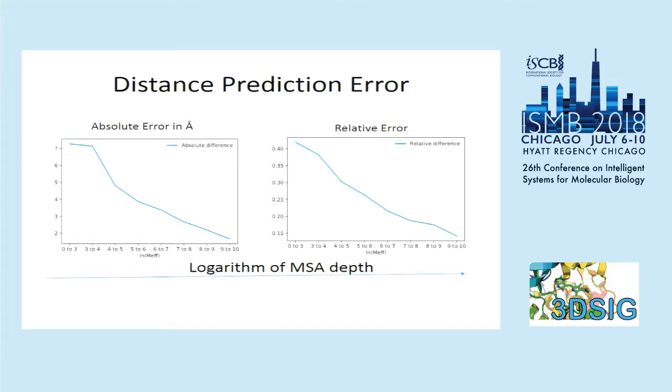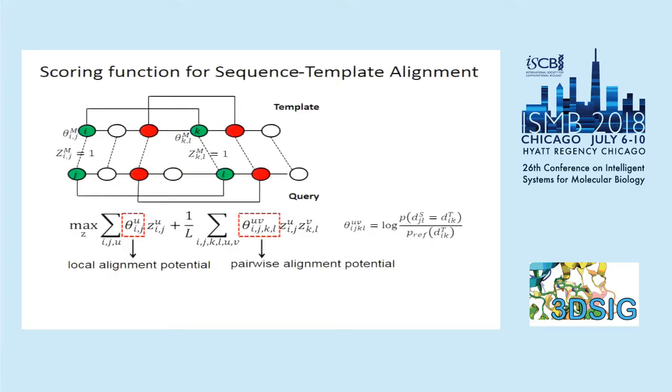Once we have the predicted distance, we can apply it to do threading, to align the query sequence to a template. So how can we do the alignment? Here I show you how. Suppose we have a template here, and we have a query sequence here. Then we use one variable z to indicate whether we can align this position to this position.